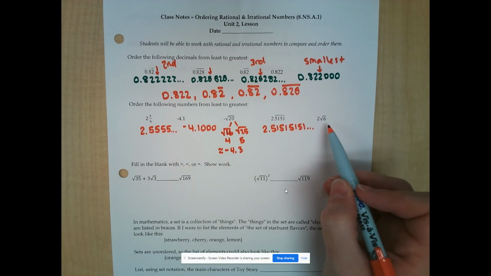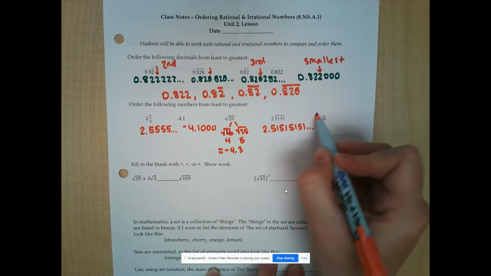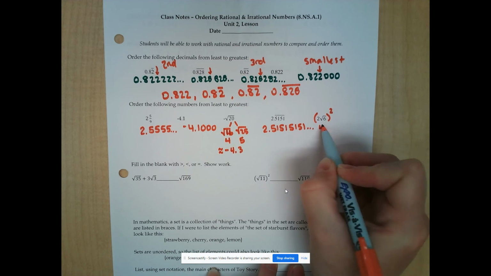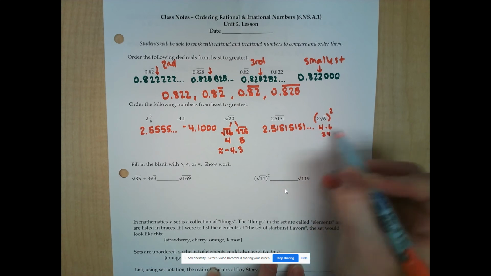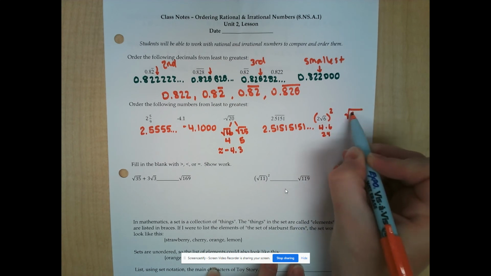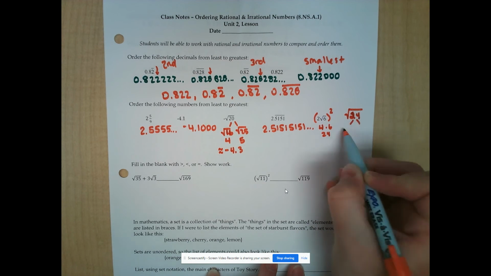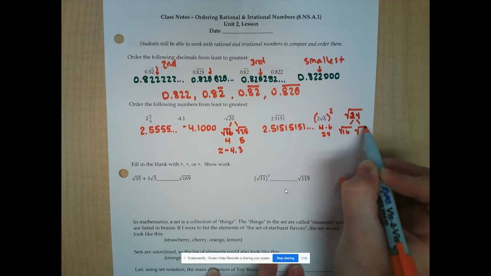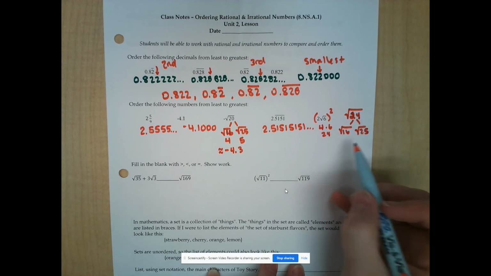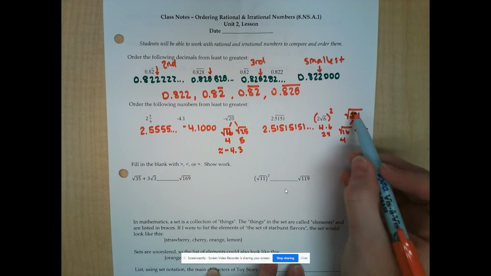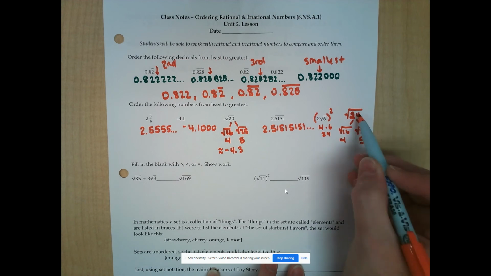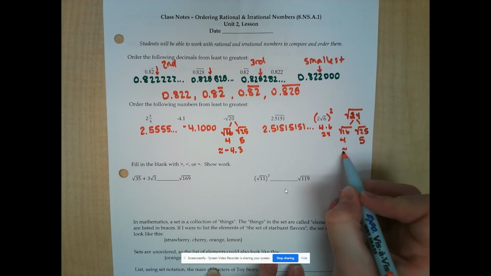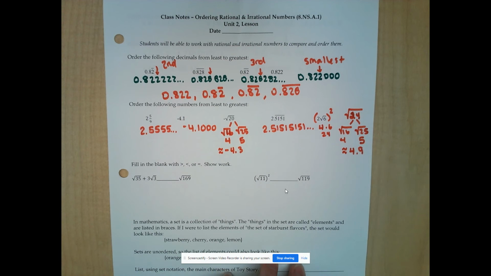And last, 2 root 6. Now, what did we do with that? We squared it, and we got 4 times 6, or 24. And then we had to simplify the square root of 24, which is between 16 and 25. Notice it's positive. We're between 4 and 5, super close to the 5, right? 24 only one away from 25. So I'm going to go with approximately 4.9.